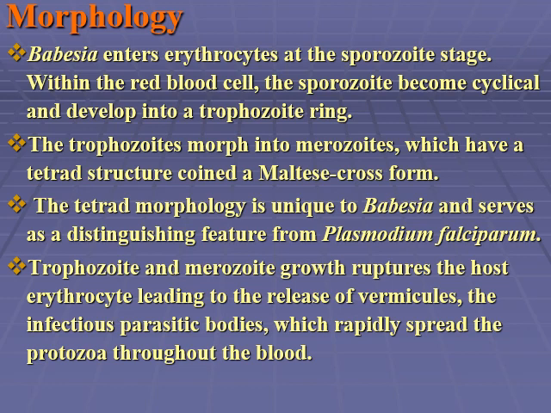The trophozoites morph into the merozoites, which have a tetrad structure, a Maltese cross form تشبه الصليب. This tetrad morphology is unique to Babesia and serves as a distinguishing feature from Plasmodium falciparum. Trophozoite and merozoite growth ruptures the host erythrocytes, leading to release of vermiculus. These infectious parasite bodies rapidly spread throughout the blood.